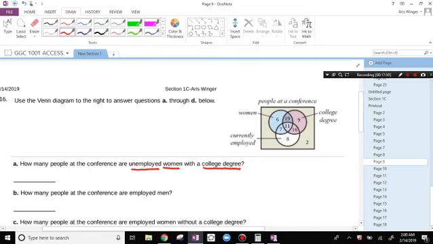So we're adding up. So here's employed, unemployed, not employed, not those people, unemployed women and a college degree, 19.